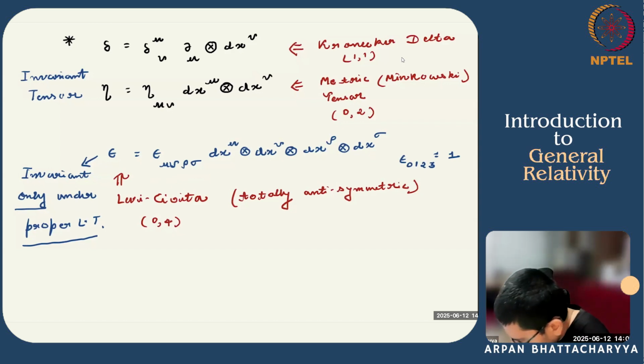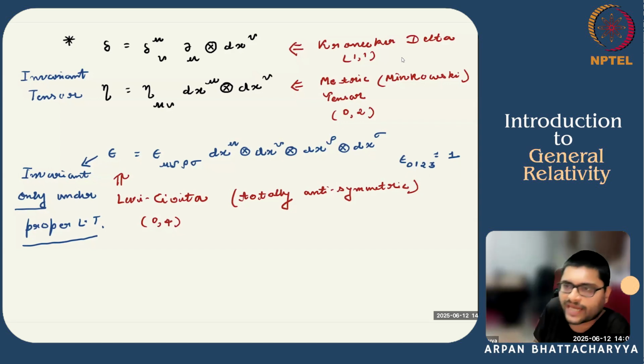And we have fixed the convention such that epsilon 0, 1, 2, 3 is 1. If you do any cyclic permutation of these indices, it will be +1, and any anticyclic permutation will give -1. And if any two indices take the same value, it will be 0 because it's totally antisymmetric. And one can show that it remains invariant only under proper Lorentz transform. We leave that as an exercise for you.